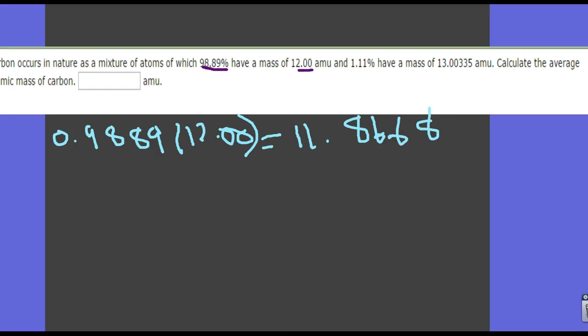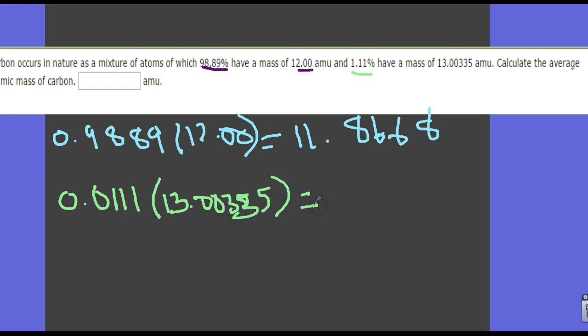11.8668. And then we take the next set of numbers, and notice if it's a number that's less than 10, you're going to have possibly 1 zero, maybe more than 1 zero in front of it, times that ginormous number, 13.00335. Oh, there's another 3 in there. And you hit equals, so 0.0111 times 13.00335, and you get a small number because both of those numbers are small.